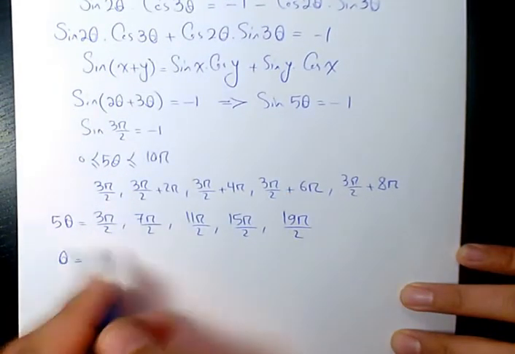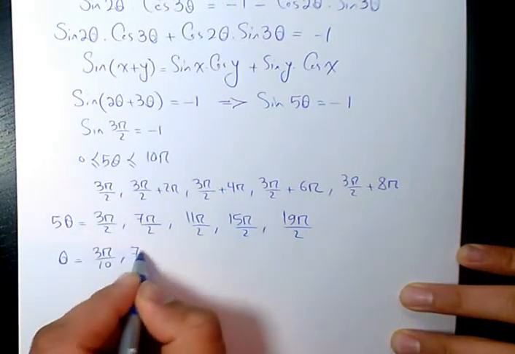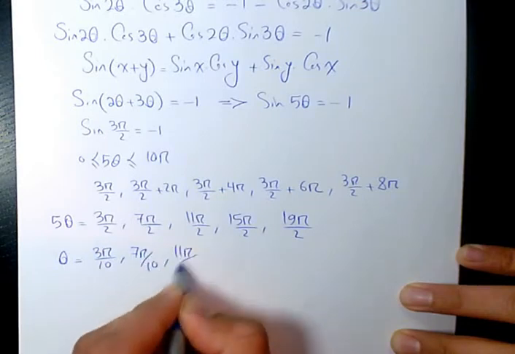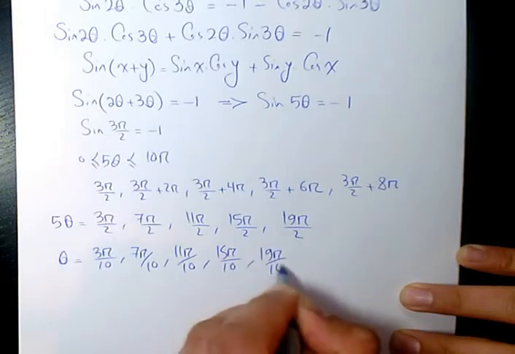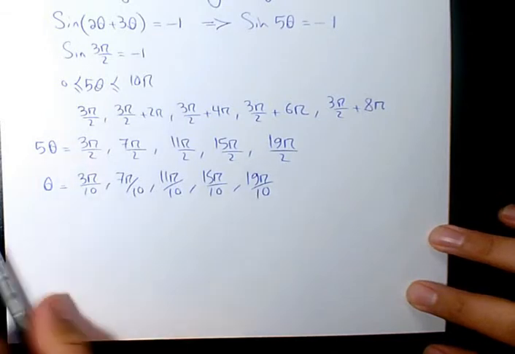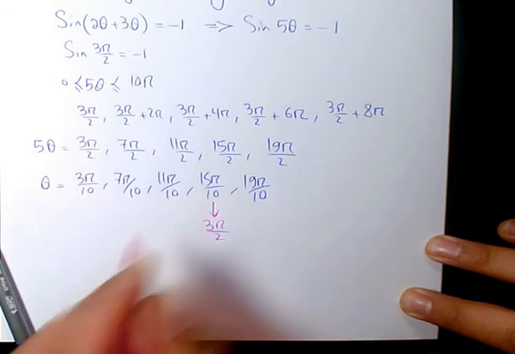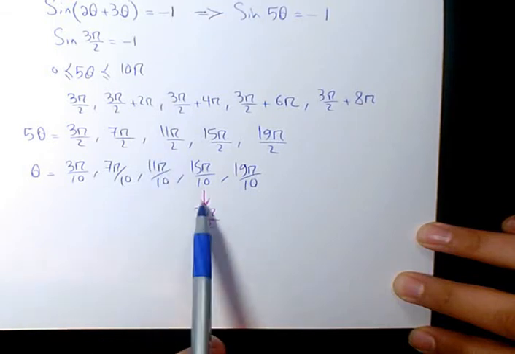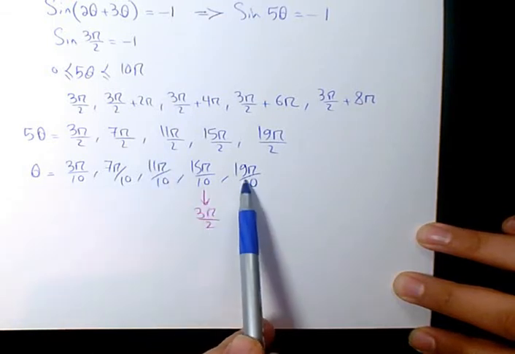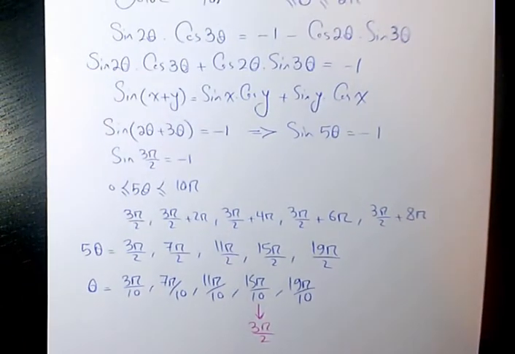Now if you want to write theta, you divide all of them by 5. It's going to be 3 pi over 10, 7 pi over 10, 11 pi over 10, 15 pi over 10, 19 pi over 10. 15 pi over 10 can be reduced to 3 pi over 2. So 3 pi over 10, 7 pi over 10, 11 pi over 10, 3 pi over 2, and 19 pi over 10. So these are the 5 answers to this equation.